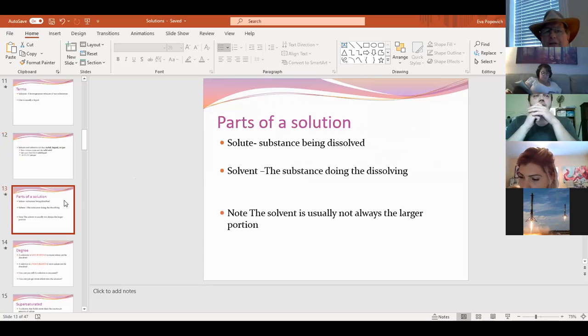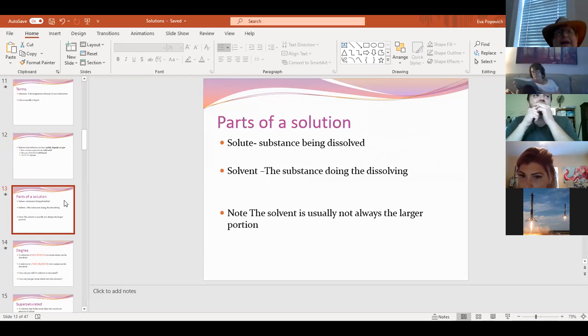Now, the parts of a solution. A solute is what's being dissolved. A solvent is the thing doing the dissolving. Generally speaking, the solvent is usually the larger portion. So solute, what gets dissolved; solvent, what's doing the dissolving.